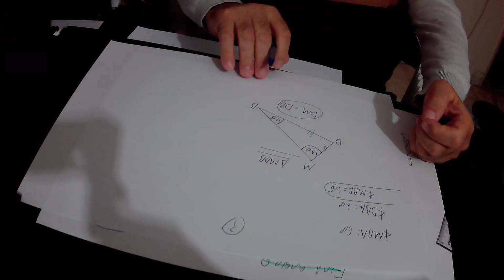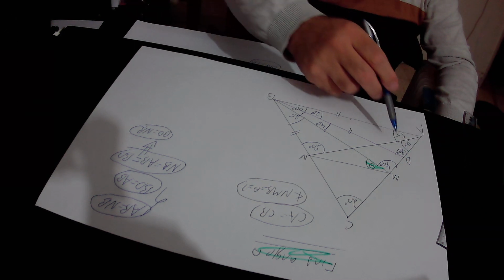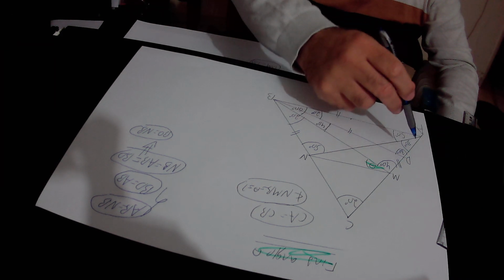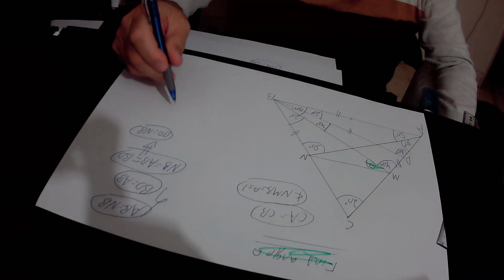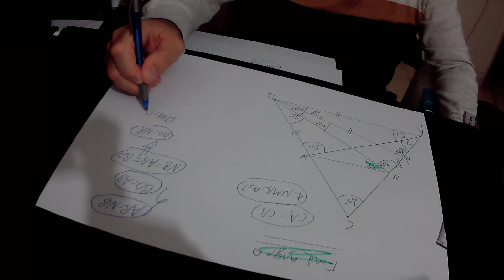So you can write here also that side DM equals side DB, and also here that side DM equals side DB.